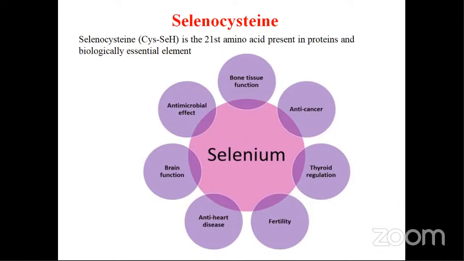Selenium is a constituent of redox active enzymes, especially glutathione peroxidase and thioredoxin reductase. These two enzymes are very important in our biological systems, and they are regulated by selenocysteine. For example, if we have an inappropriate level, meaning either deficiency or a higher concentration, that is an inappropriate level of selenocysteine.